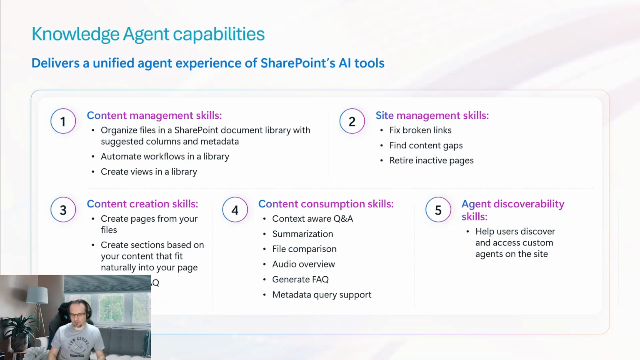Area number four, content consumption skills. Those features are mainly designed to help you consume content. So get some summaries from your documents, from your pages, create FAQs from documents, query metadata, and so on. And area number five, agent discoverability skills. You can use the SharePoint knowledge skill to jump between agents, find the right one, find the perfect tool for your current task.